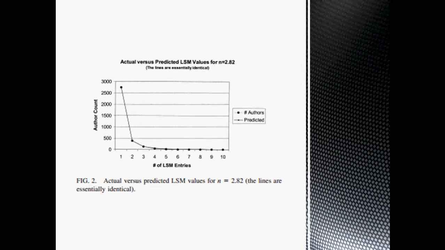Now with the exponent of n equaling 2.82, Figure 2 shows the accuracy of actual versus predicted lines, which are now essentially on par with one another.